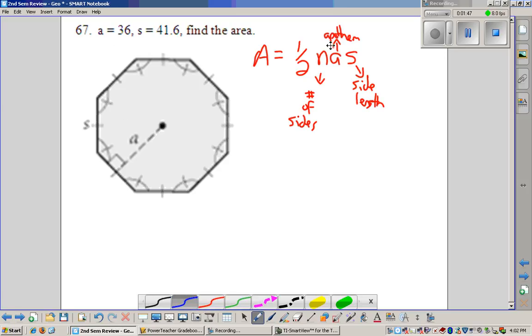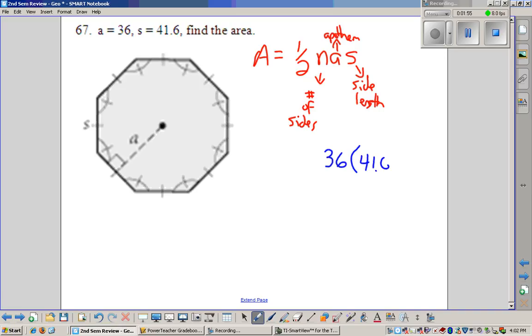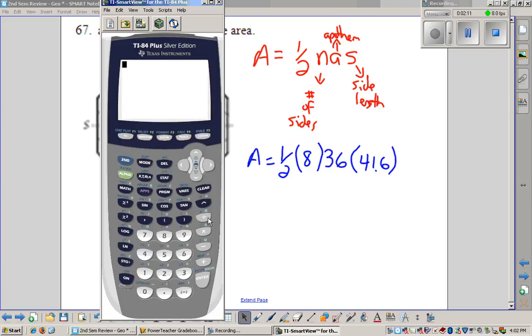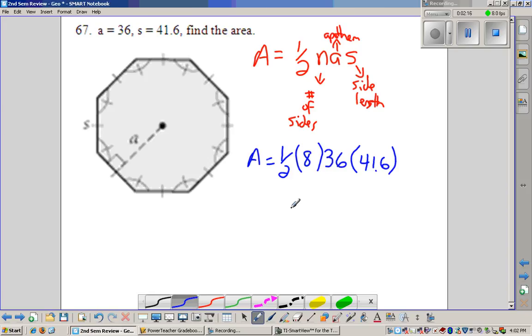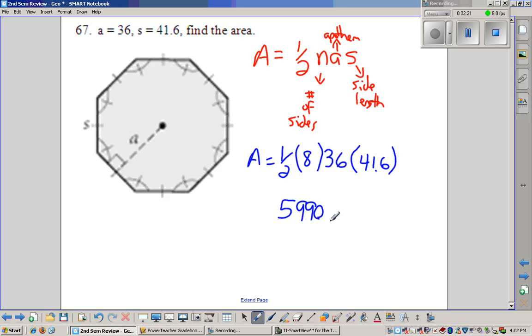They give us the apothem, 36. They give us the side length, which is 41.6. And we have half. They don't give us the number of sides, but we can count them. We already did, and there are 8 sides. That's all we need. Plug all that into our calculator, and we get 5,990.4, I believe.